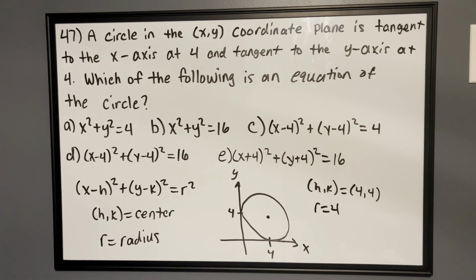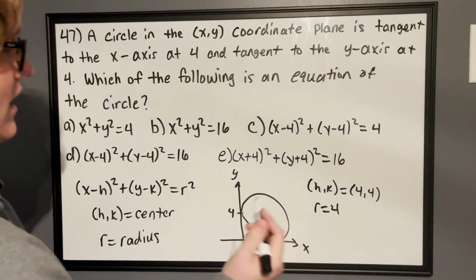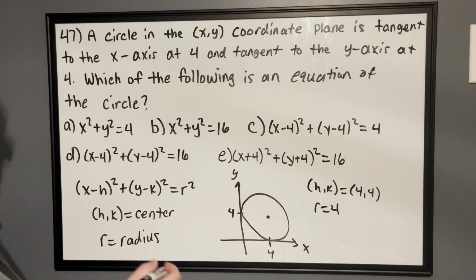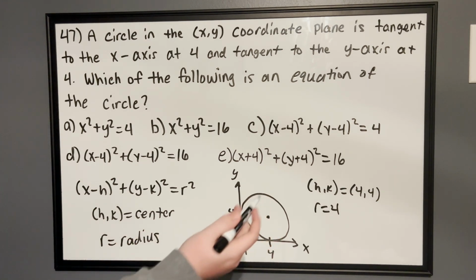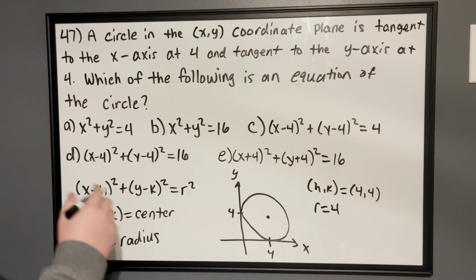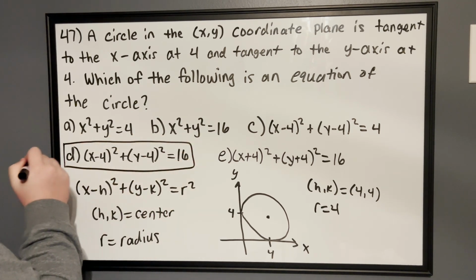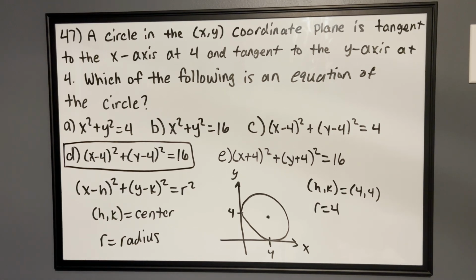So now that we know that, and since the radius is the same everywhere, this will never change. All we need to do is check one of these points. So since the radius is equal to 4, we can use all this information to plug into our equation. So we have x minus h squared will be x minus 4 squared. y minus k squared is y minus 4 squared. And the radius squared is 4 squared, which is 16. And the one that matches that is option D. So this is how we can find the equation of the circle tangent to the x and y axis.